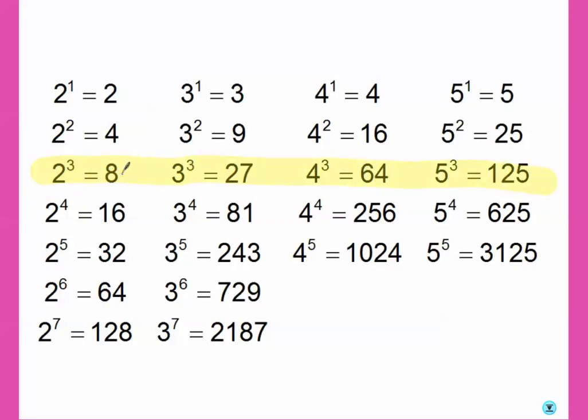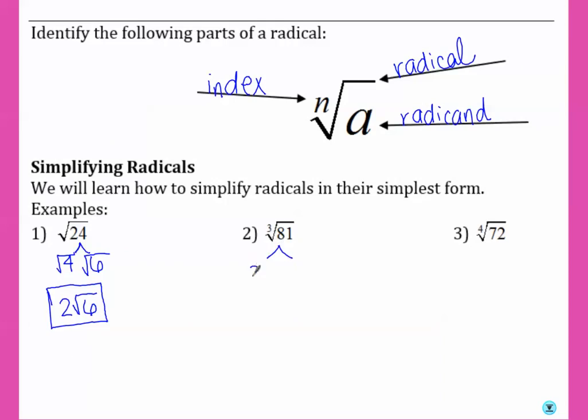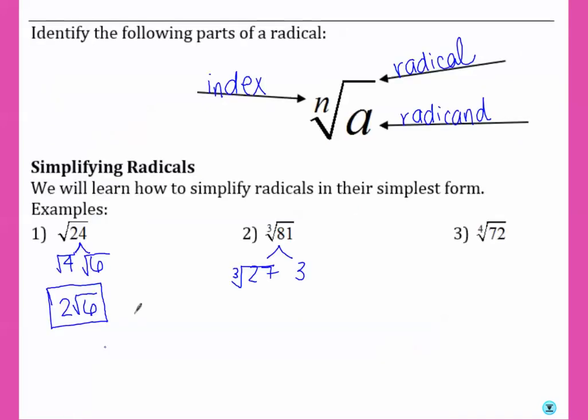Is 81 divisible by any of these numbers? 81 is divisible by 27. So we're going to break this up into 27 and 3, because 3 times 27 will give us 81. We're going to use the cube root of 27, which if you're looking at your power sheet, since 27 is 3 to the third, the 3, that's the base. That's the answer to the cube root of 27. And the cube root of 3 is a decimal, so we're going to leave it as cube root of 3.